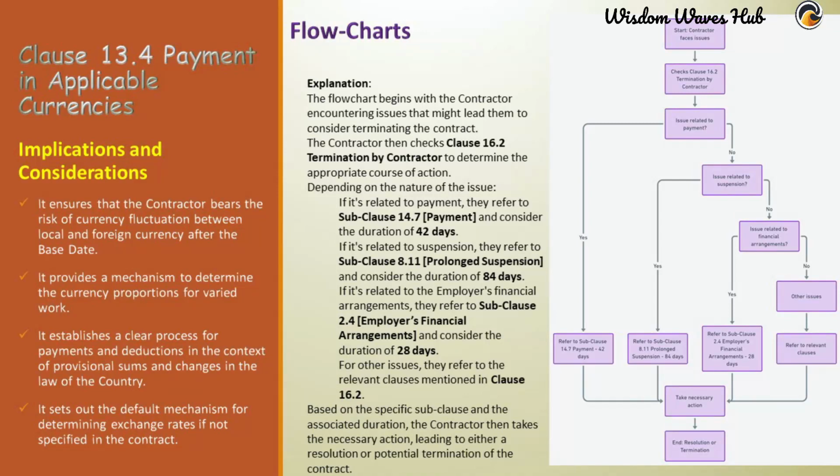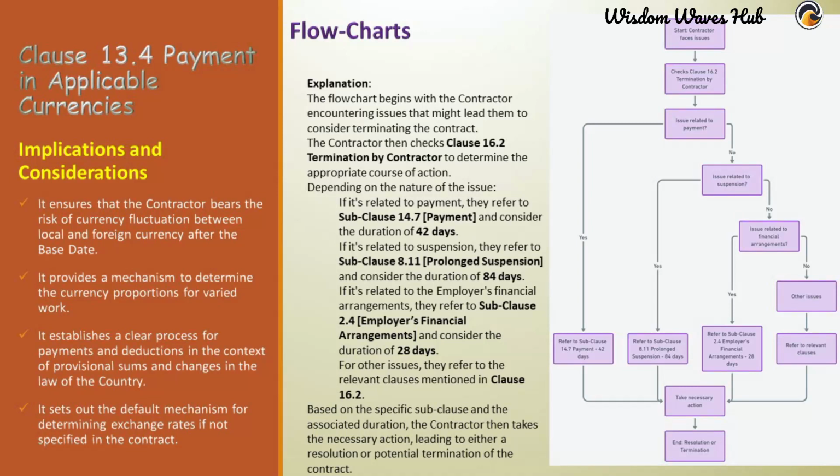Financial arrangement issues. If the contractor has doubts about the employer's financial capacity to pay for the project, they would refer to subclause 2.4 employer's financial arrangements. According to this clause, the employer must provide evidence of their financial arrangements within 28 days upon the contractor's request. This is to ensure the contractor that the employer has the necessary funds to pay for the project.